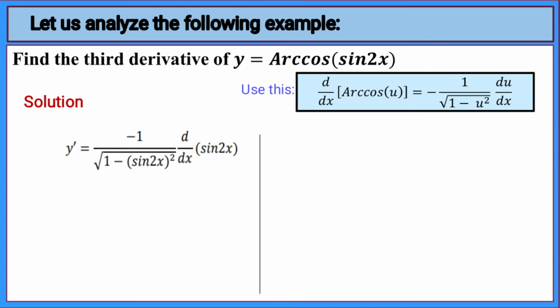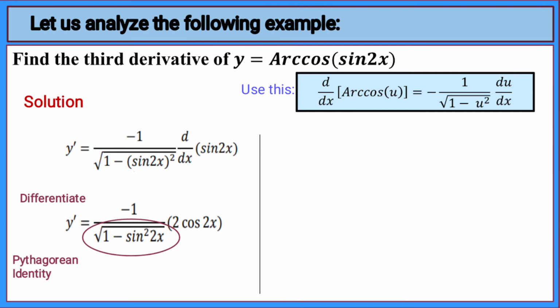So it will become y prime is equals to negative 1 over square root of 1 minus sine 2x squared times the derivative of sine 2x. And the derivative of sine 2x, when we differentiate it, is 2 cosine 2x. So y prime is equals to negative 1 over square root of 1 minus sine squared 2x times 2 cosine 2x. And as you can see here in the denominator, we also have the Pythagorean identity.